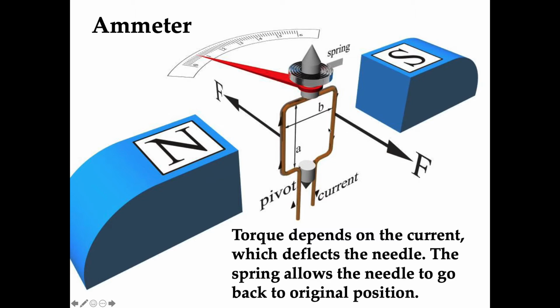But it's not going to rotate continuously because at the top there's a spring. The more this thing rotates, the bigger is the torque due to the spring. So the amount by which this loop rotates is going to be indicative of the current in the circuit. And so you can calibrate this thing based on the current to measure its value.